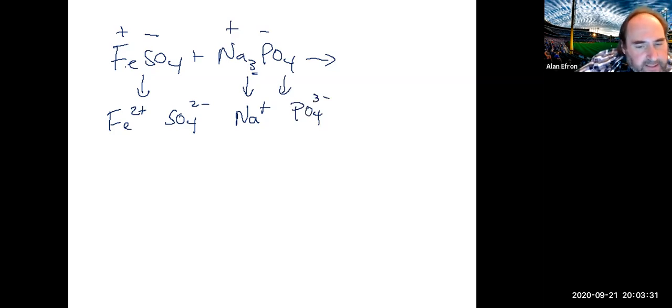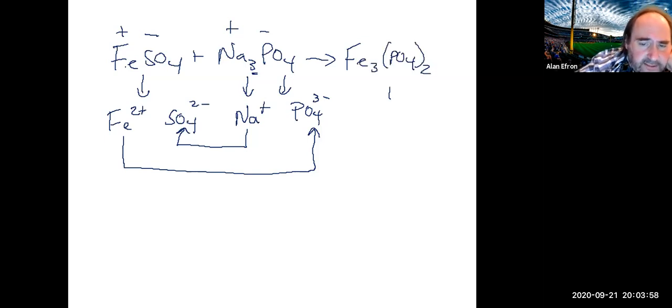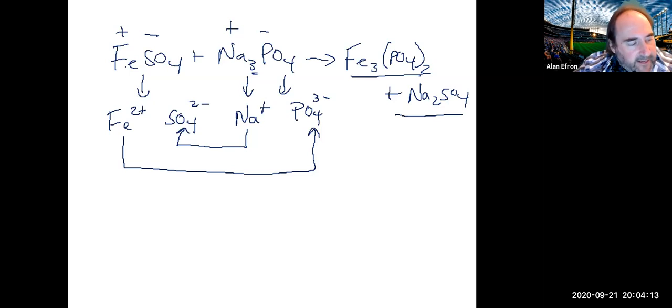So what's going to happen is this positive guy will then hook up with the negative. This positive will hook up with the negative. And again, I want to make sure that I get the correct formulas. So when I put the iron with a +2 together with the phosphate with a -3, that's +2 and -3, which means the correct formula is Fe3(PO4)2. Plus the sodium, which is +1, and the sulfate, which is -2, means I need 2 sodiums and 1 sulfate.